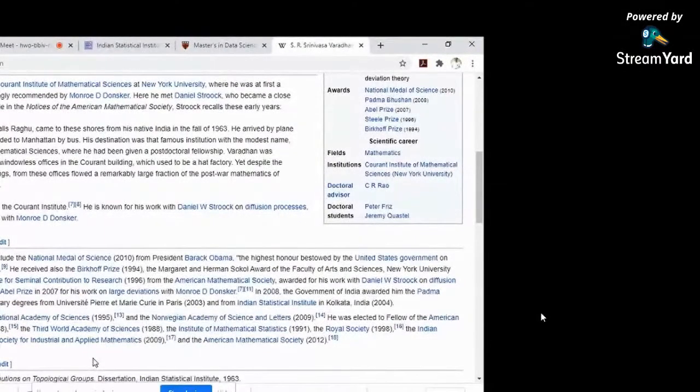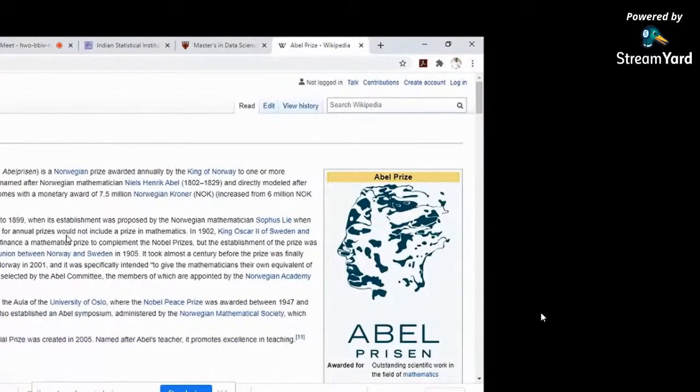I will show the details. Yeah, he was awarded the Abel Prize in 2007. You can see now, none of the other Indian mathematicians got the Abel Prize till now. He is the one and only person who got the Abel Prize, the Nobel Prize in mathematics, from India. He is the one and only mathematician or statistician who got the Abel Prize.